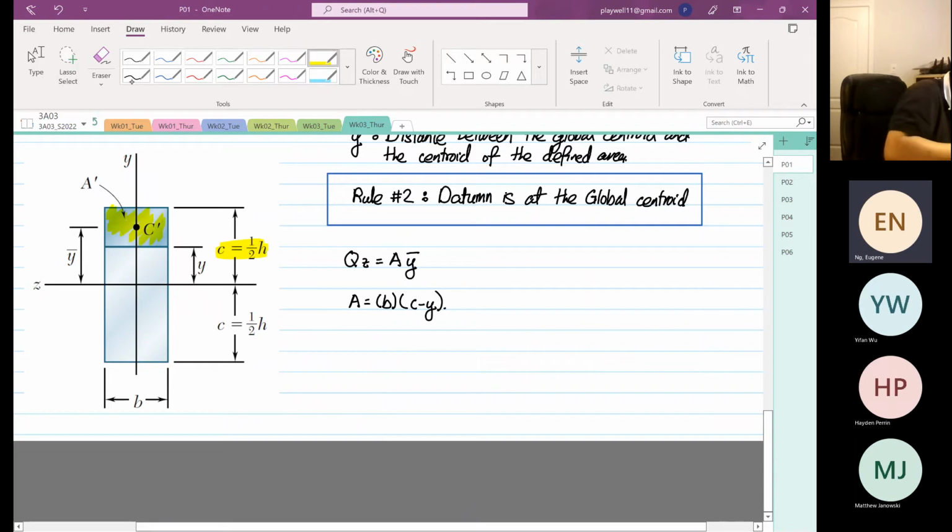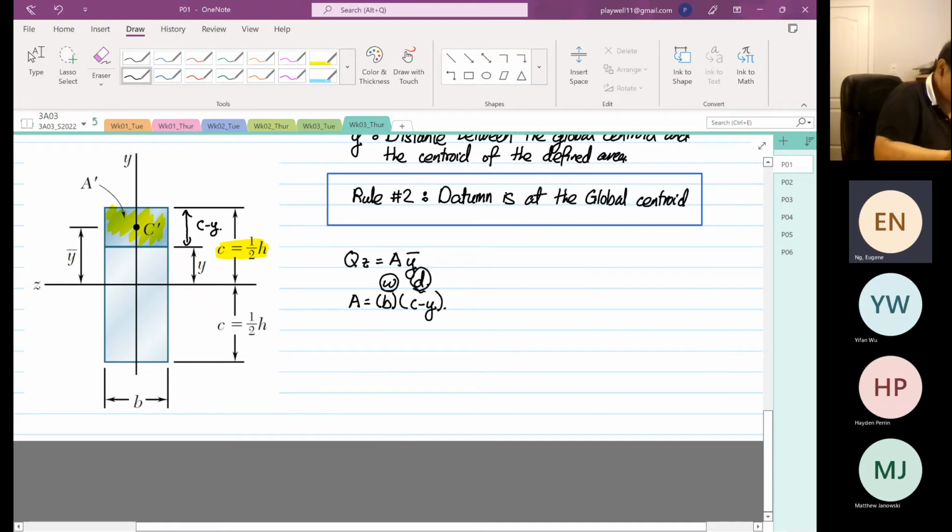So in order to get that area, we know that the width, so what you have over here is usually the width and then the depth, okay? So the depth over here, this distance is equal to C minus Y. Okay, before we go on, how do we know what is the width and what is the depth?